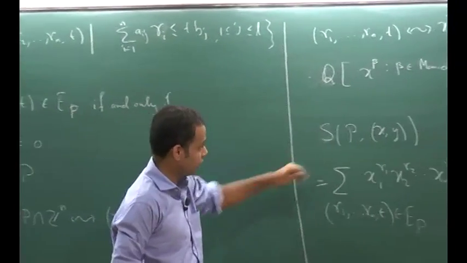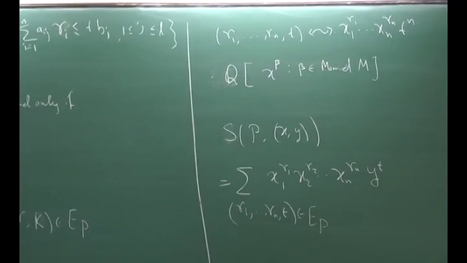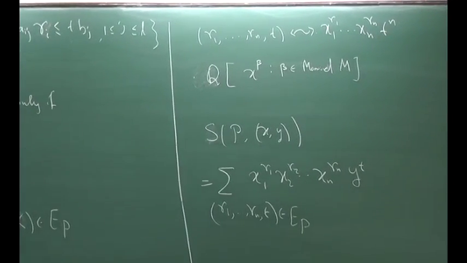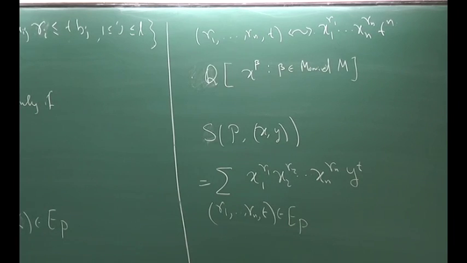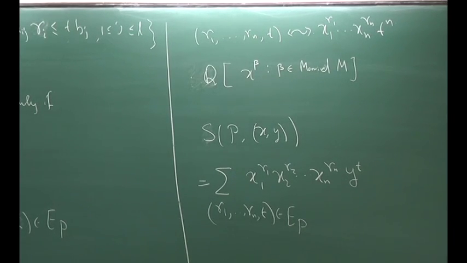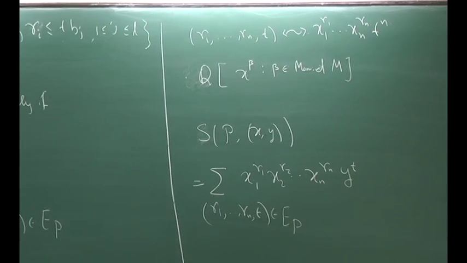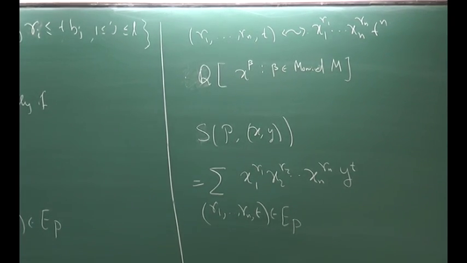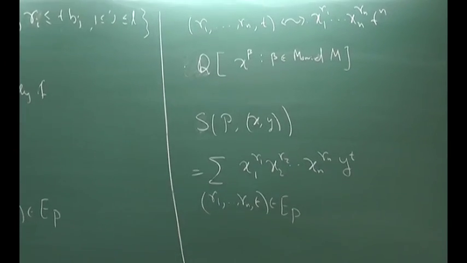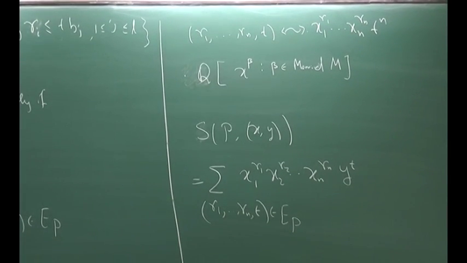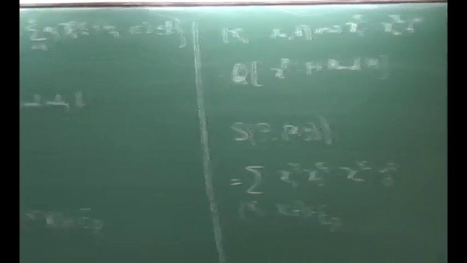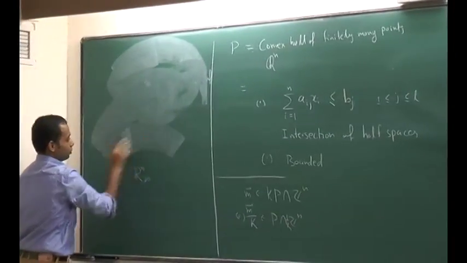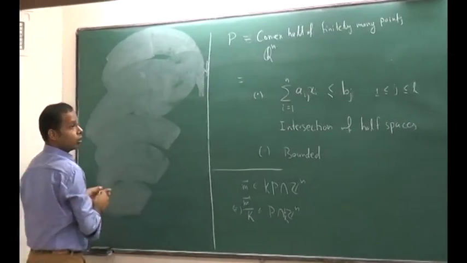Let's come to this function, S_P(x, y). Now, specializing all the x to be the vector 1, if it's bounded, the homogeneous system is non-singular. And just remember this symbol is for counting the rational points.